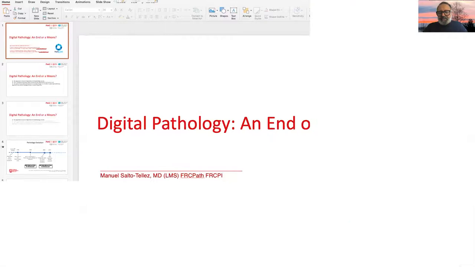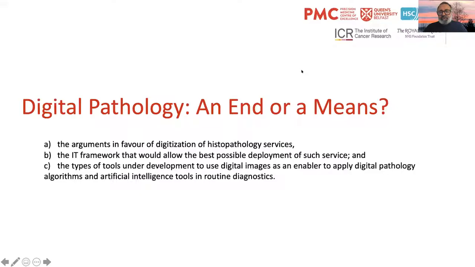It's a privilege to be here, and I've structured a very practical lecture in which I'm aiming to answer three main questions. One is, what are the arguments in favor of digitization of pathology services? Secondly, what is the IT framework that would ideally support this in the best possible way? And thirdly, what are the types of tools that are under development that are going to allow us to make the most of a digitized service? So let me start with the first question.